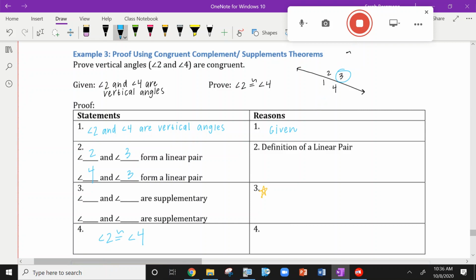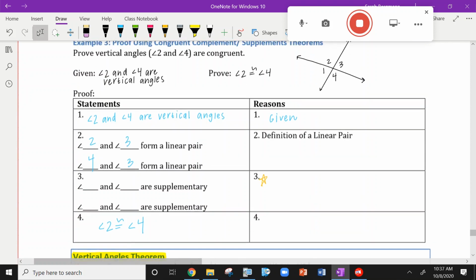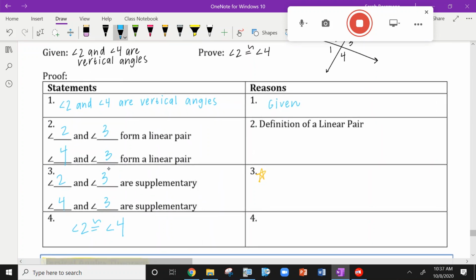By choosing angle 3 both times, it helps because then I have 3 the same in both of them, but then 2 and 4 are different, and that's what I'm trying to prove are congruent. So I know this is going to be helpful. Next, since they form a linear pair, I can say that they also are supplementary. Do you remember the name of the theorem that says if two angles form a linear pair, then they must be supplementary? Now that I know angle 2 and angle 4 are both supplementary with angle 3, I can use the congruent supplements theorem to say that angle 2 must be congruent to angle 4.